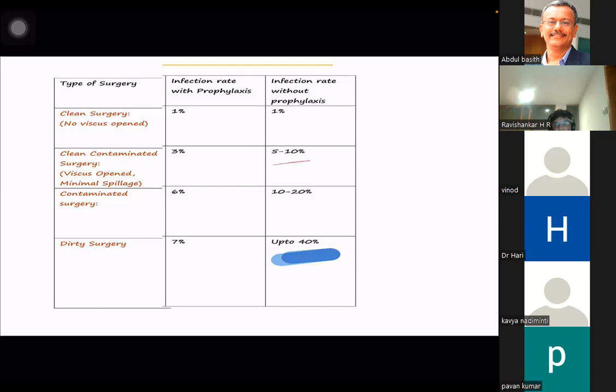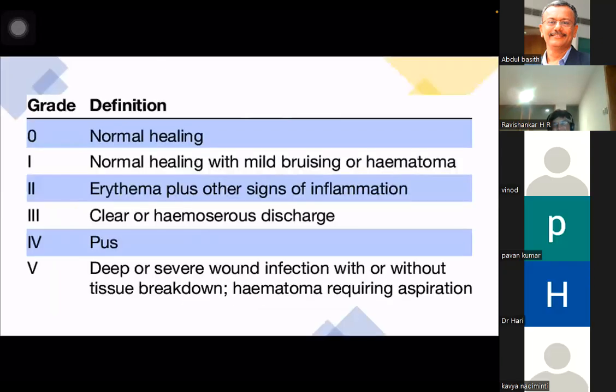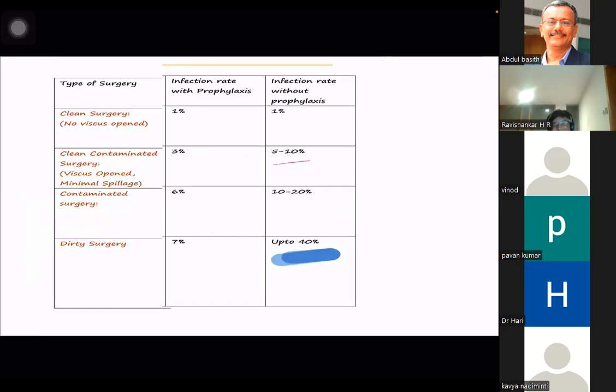You have to understand that. Okay. Anything to add? Hari? No, sir. Correct, sir. Pavan? No, sir. You are not talking. Indraja, are you awake? Yes, sir. Right. Abdul, carry on.